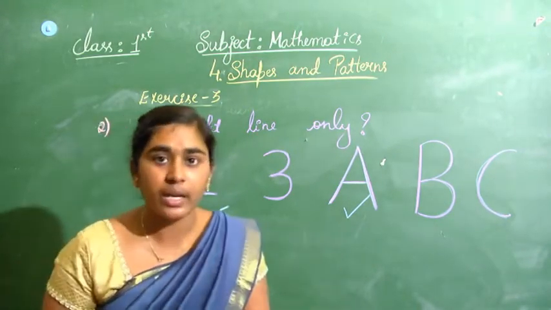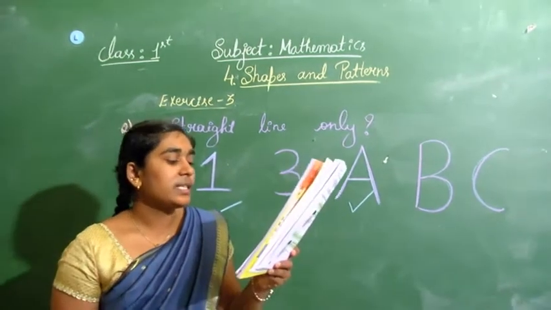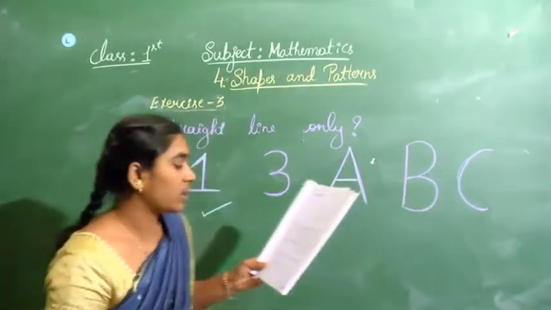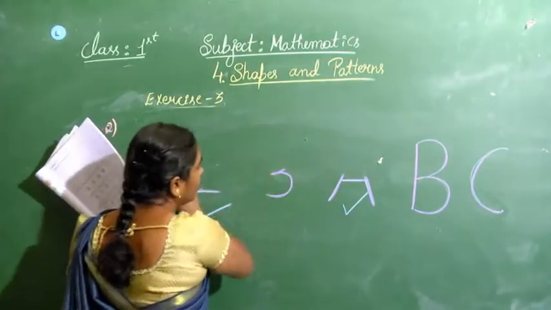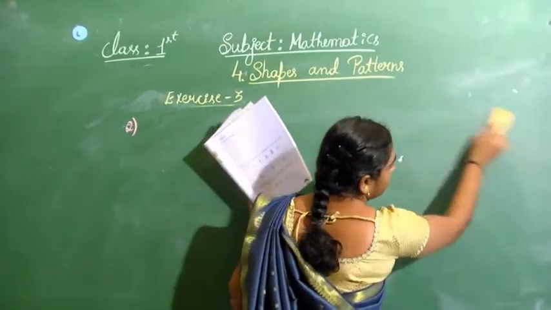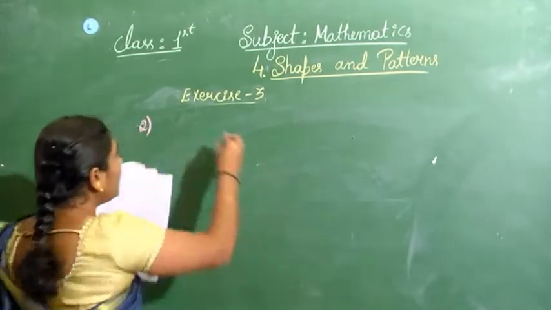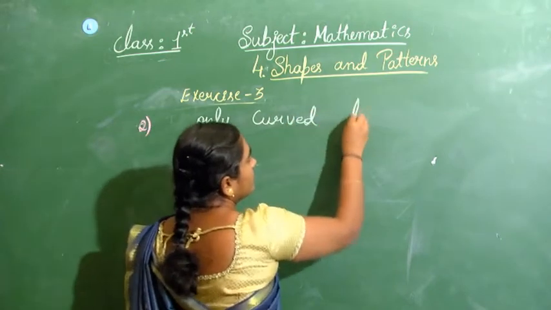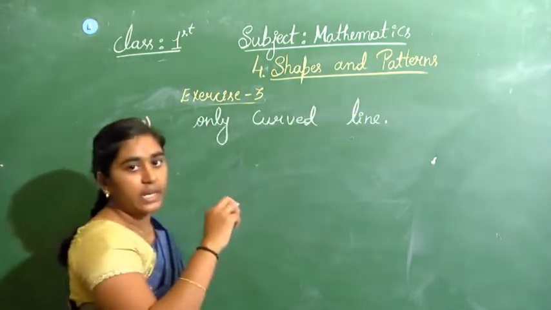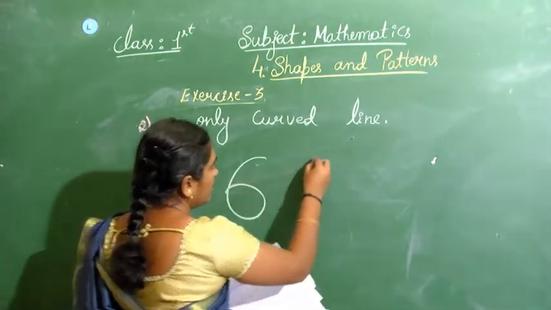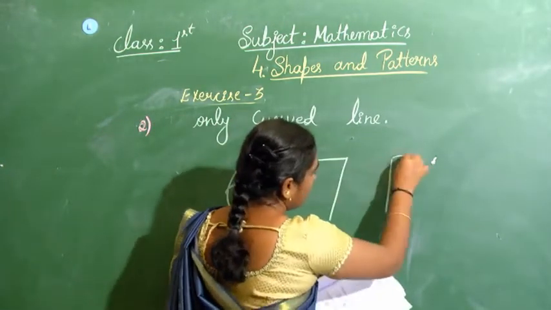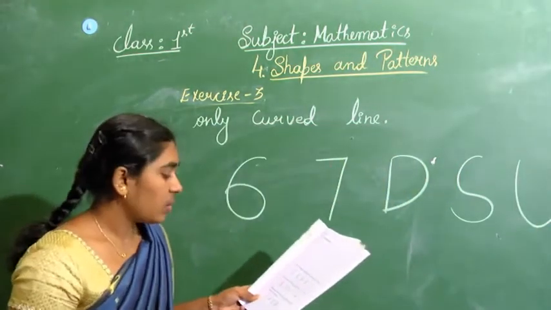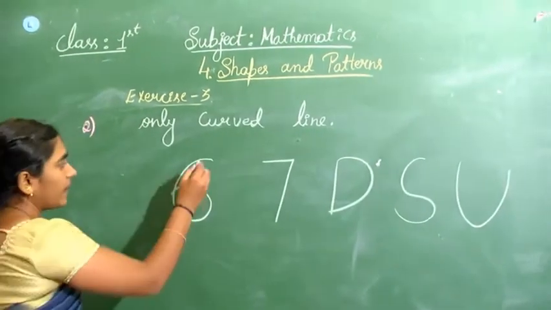In the similar way, you can see the second one. Which of these are made up of curved lines only? Put the cross mark on it. Let's see here, you need to search only for the curve without straight line. Only curve we want. Only curved lines. Now see and tell me, only curved, no straight line.